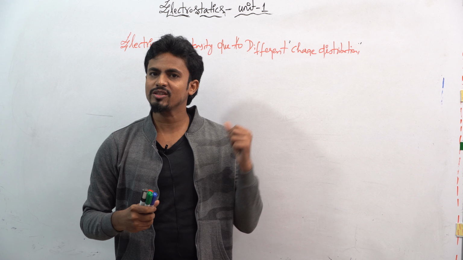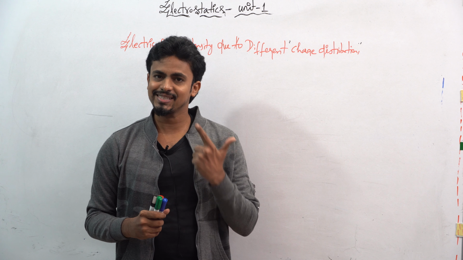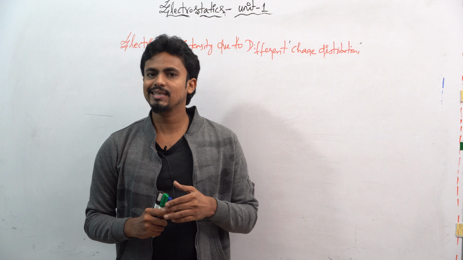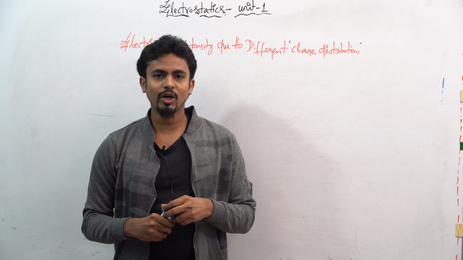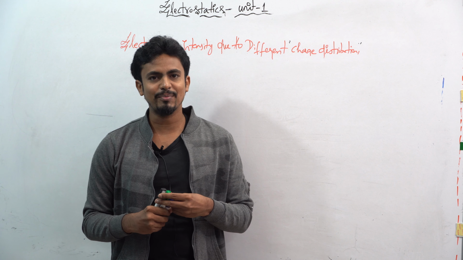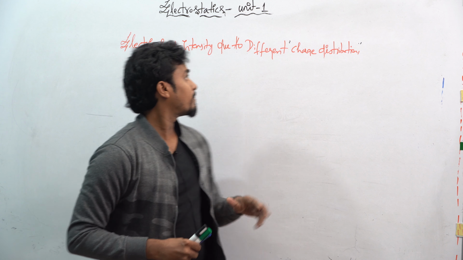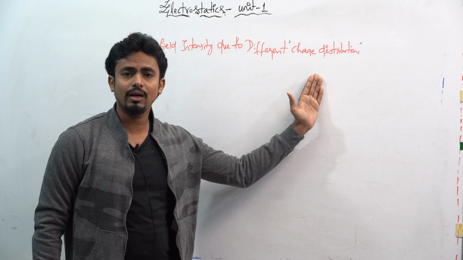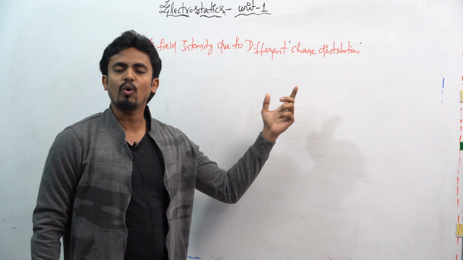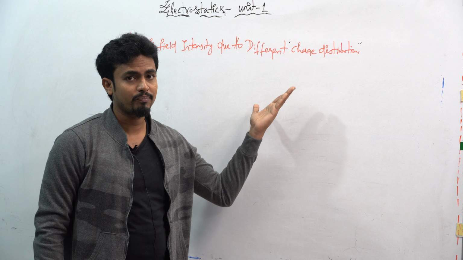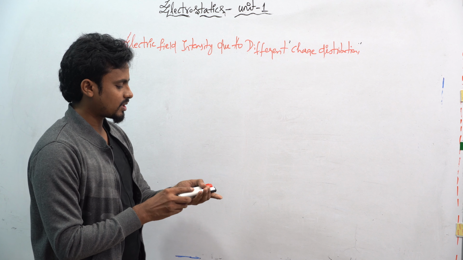Before this, we saw some problems based on Coulomb's law as well as the electric field intensity. Now let's move on to another important concept from the point of view of your GATE examination as well as competitive examinations: the electric field intensity due to different charge distributions. We have to find out what the different types of charge distributions present are.